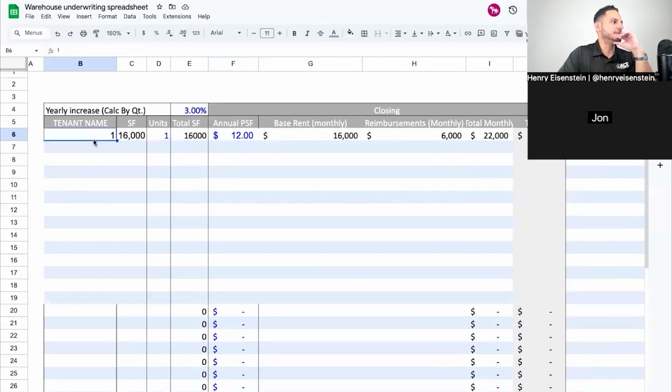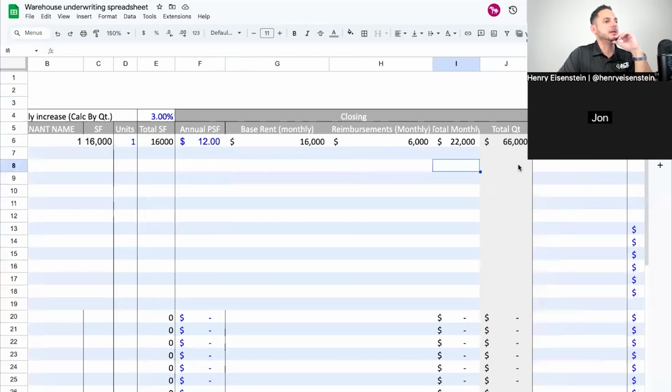So you'll plug in all the details, all the tenants' information, their square footage, how many units. Typically it'll just be one for each. It'll total everything for you. You'll plug in the price per square foot that they're paying. You'll plug in here if they're paying any reimbursements. I just have a calculation here, if you're good with spreadsheets, that they're reimbursing $4.50 per square foot. And then it'll total everything up.